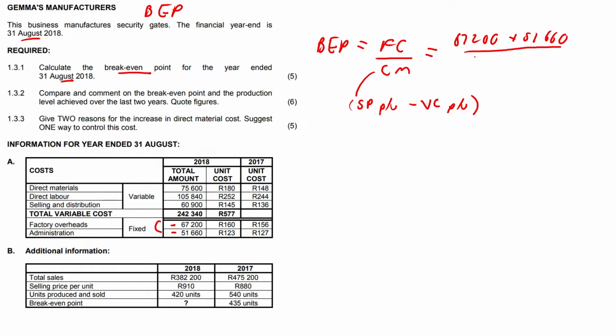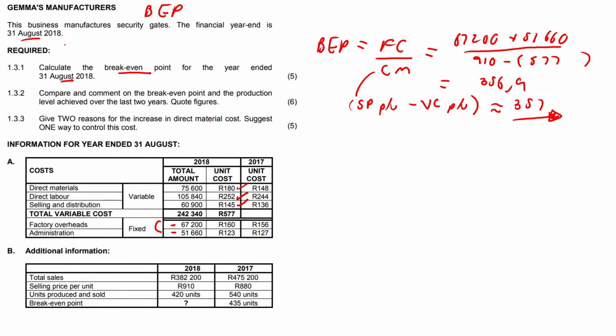Our selling price per unit is going to be 910 minus our variable cost per unit, and now we've got a bit of a calculation here. It's going to be the 180 plus the 252 plus the 145. Quick maths, we get 577. So now we can plug all of this into your calculator, and our break-even point is going to be 356.9. We can't make 0.9 of a unit of a security gate, so we round up to 357. Okay, you don't have to do your equal signs fancy like that.